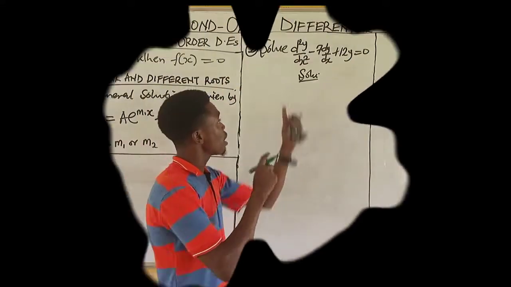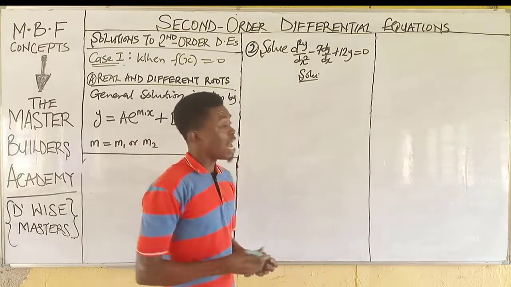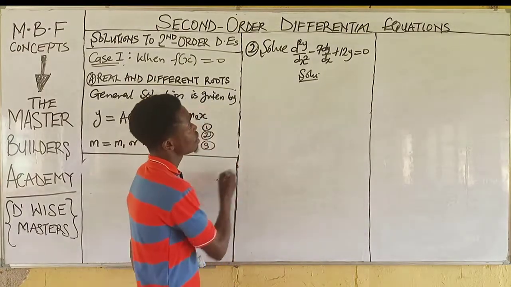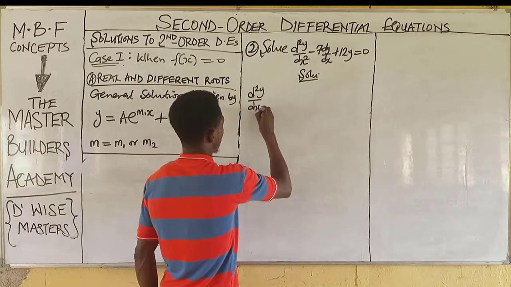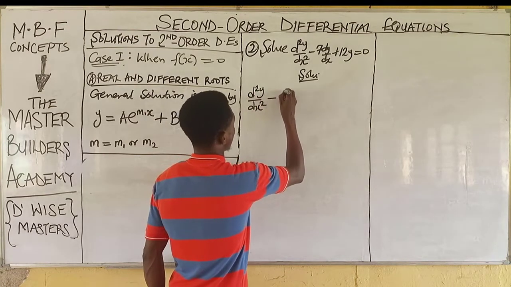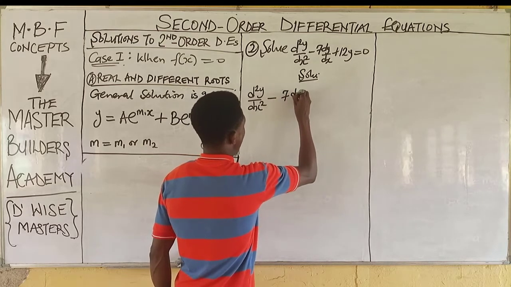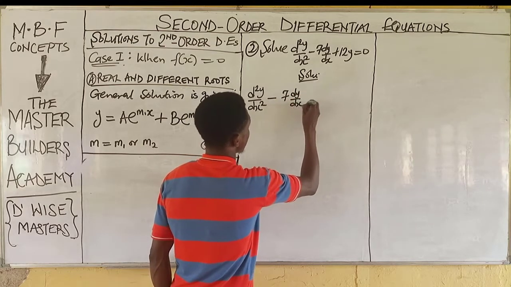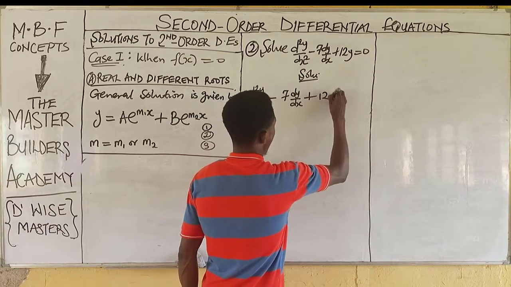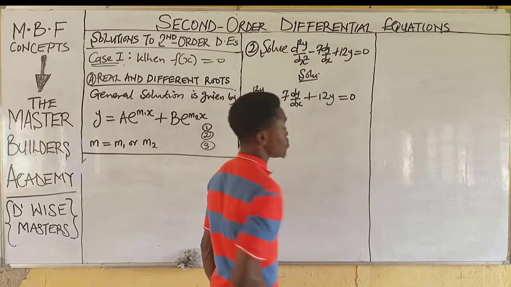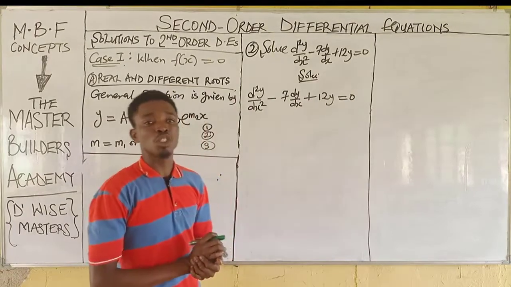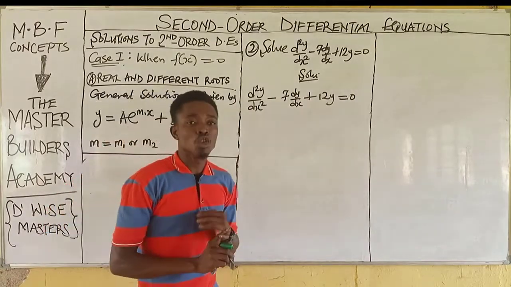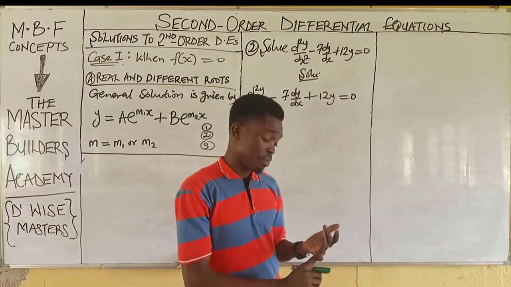Now, very quickly, we have question number 2 on the board, and we are equally asked to solve d squared y over dx squared minus 7 dy over dx plus 12y is equal to 0. So like I said, the given equation is equation 1. Now you need to deduce 2 more equations.